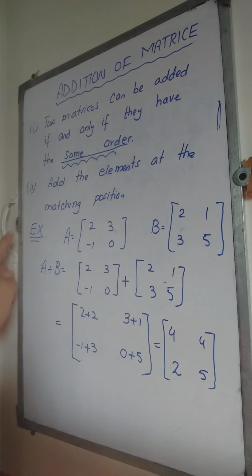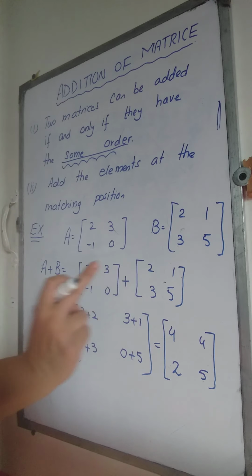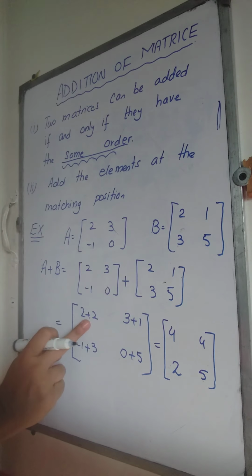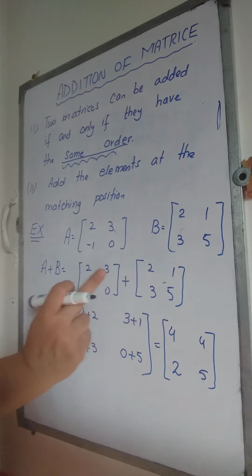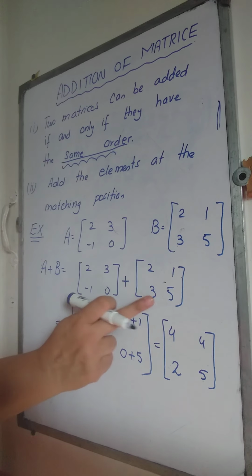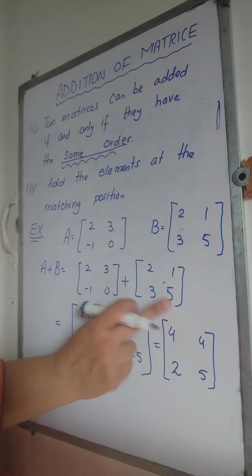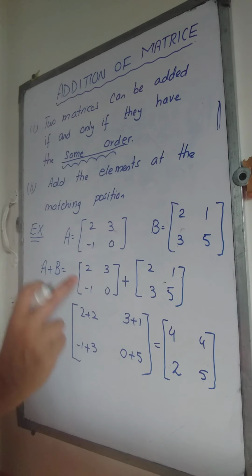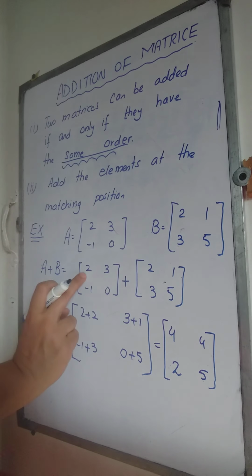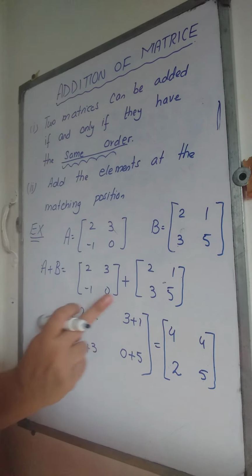So this is how we add two matrices. We just pick the first element of the first and add it to the first element of the second. Then we pick the second element of both the matrices and we add them. Then we pick the third elements of both the matrices and add them. Then we pick the fourth elements of both the matrices and add them. Okay, these are the elements in the matching position. First position, second position, third, fourth and fourth.